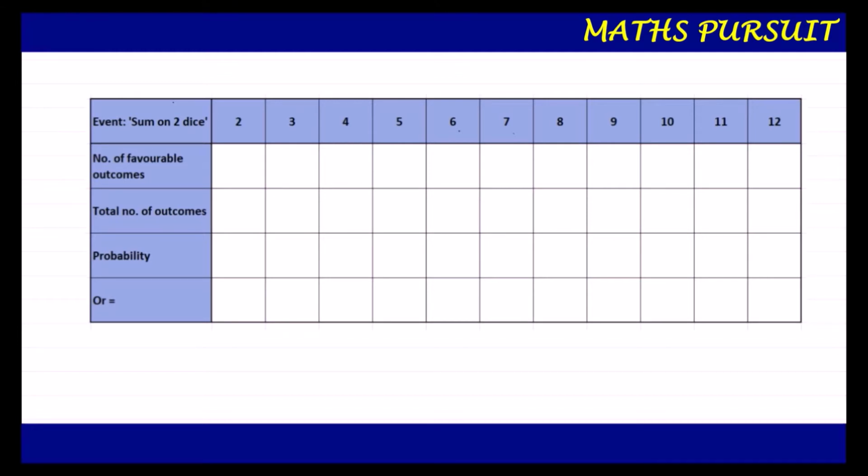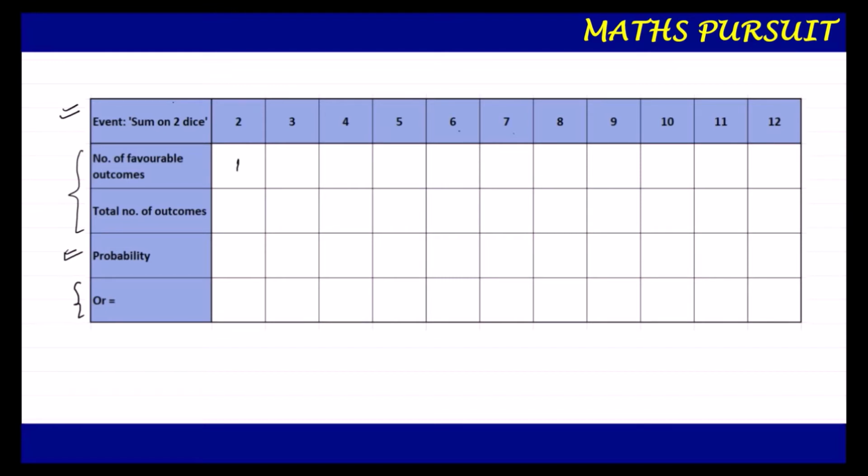So these are the 2 rows they have given. This is one row and this is the other row. About the probability they have given. But I have added another 3 more rows so that it would be easy for us to answer the given question. Now, event sum on 2 dice. So for getting a sum of 2, once we throw the 2 dice, the number of favorable outcomes is 1.